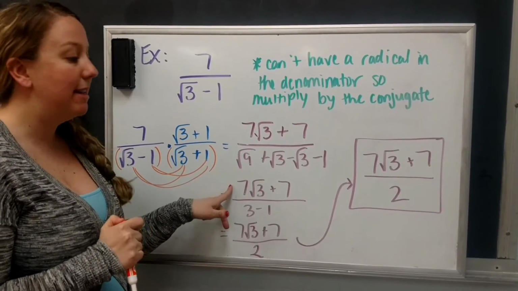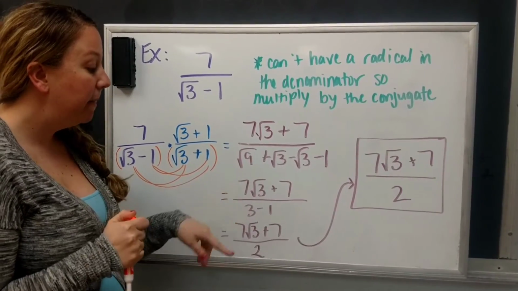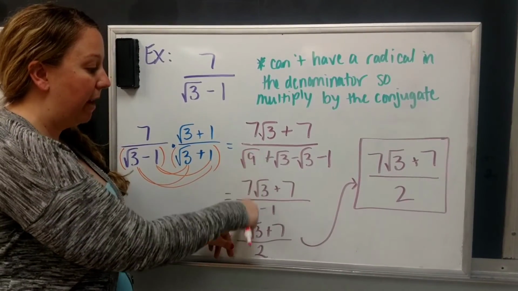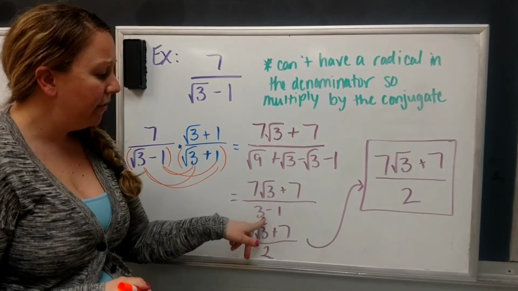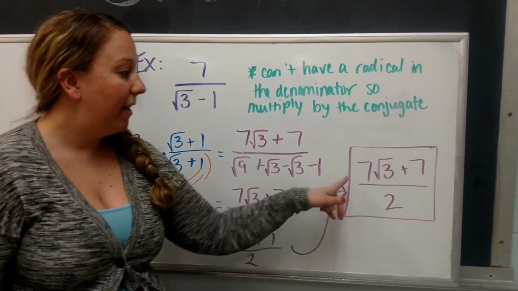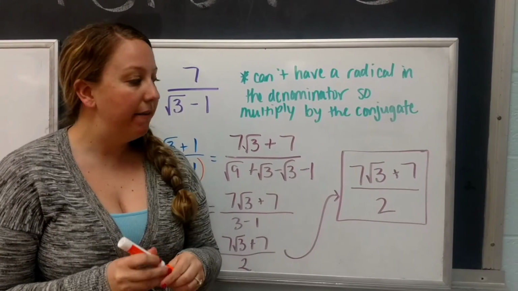So my numerator is going to say 7 radical 3 plus 7. My denominator is going to be 3 from that radical 9 minus 1, because I still have that negative 1. And 3 minus 1 is 2. So my final answer is going to be 7 radical 3 plus 7 over 2.